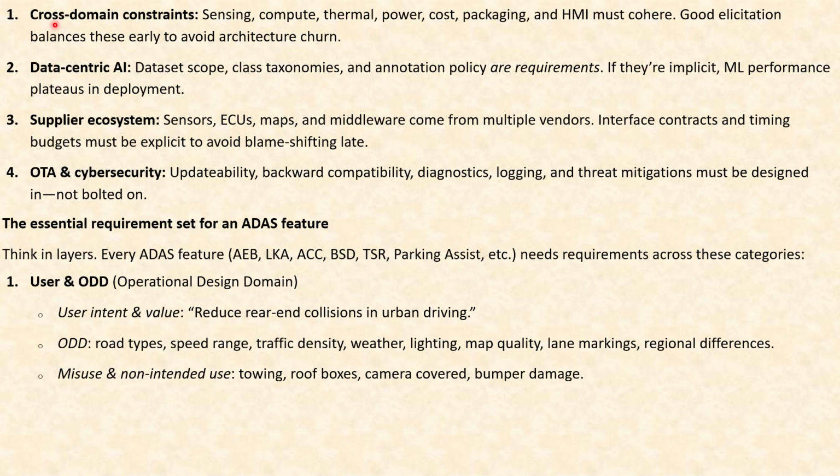Now, we are also going to see the cross-domain constraints: sensing, compute, thermal, power, cost, packaging, and HMI must cohere. So there must be proper coherence between all these various verticals, whether it is sensing or compute or thermal aspects or power aspects, and of course cost, because it's a business scenario. Good elicitation balances these early to avoid architecture churn. If you are very clear about elicitation at the beginning itself, the architectural gymnastics which may creep up in the later part of the development can be avoided upfront.